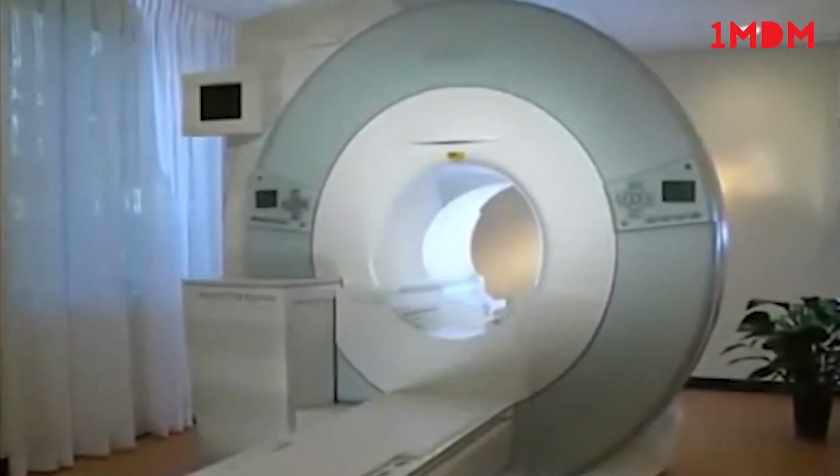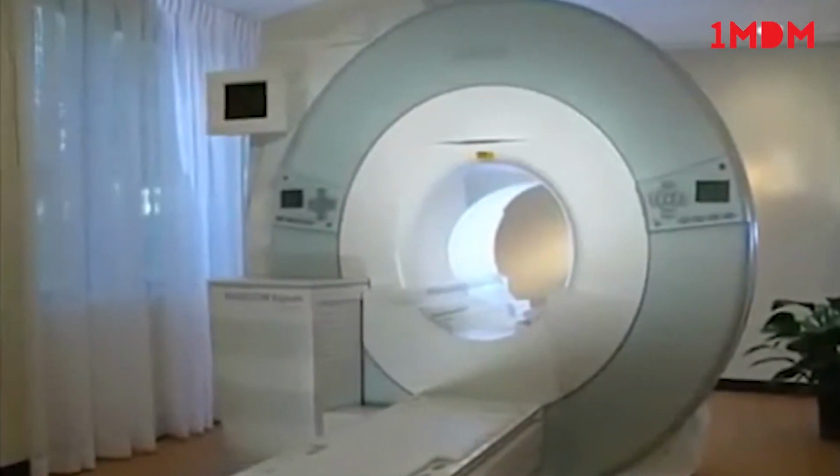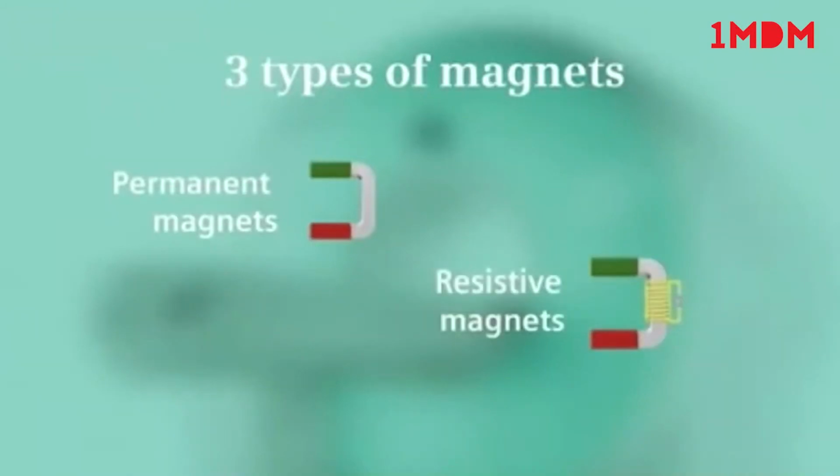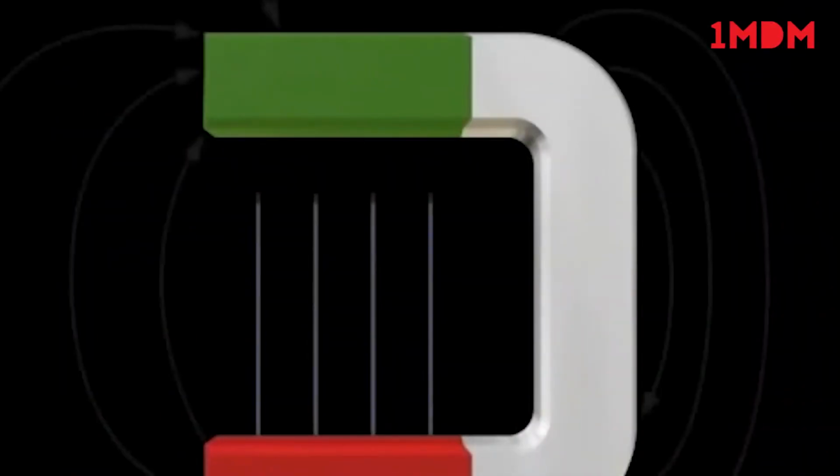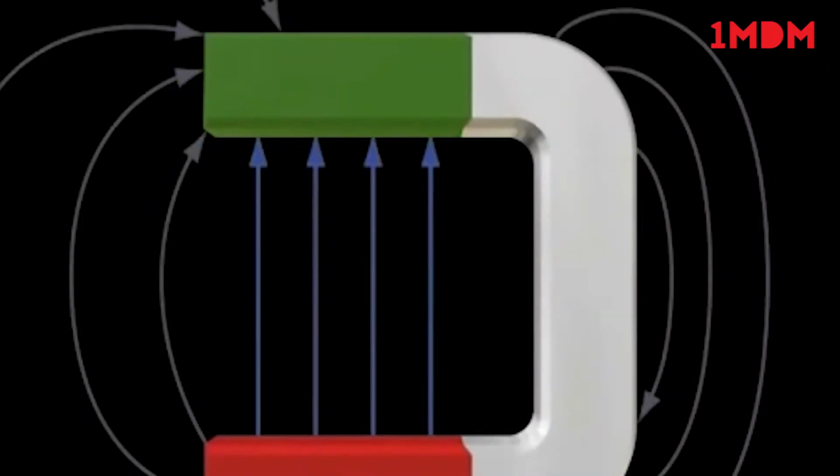Now, let's take a look at the core of the MR system, the magnet. There are 3 types of magnets used in clinical imaging: permanent magnets, resistive magnets, and superconducting magnets. Permanent magnets always have a magnetic field. In case of an emergency, a permanent magnet cannot be switched off. They do not require an external energy supply and can only reach limited field strengths.